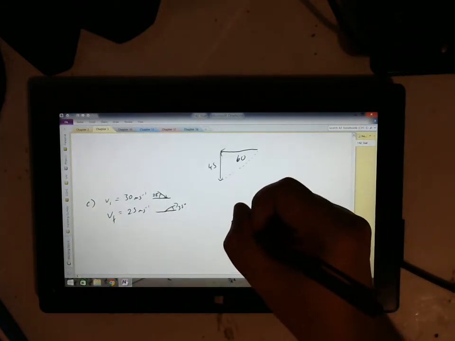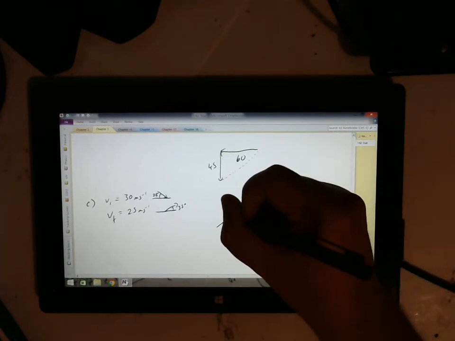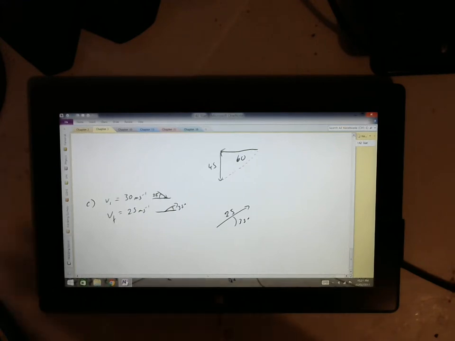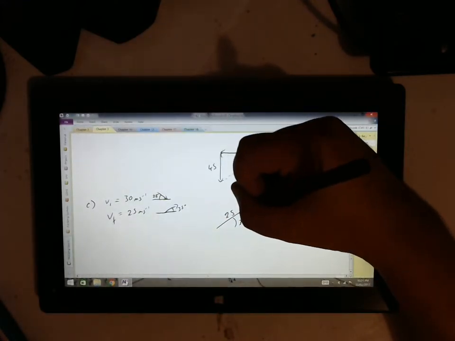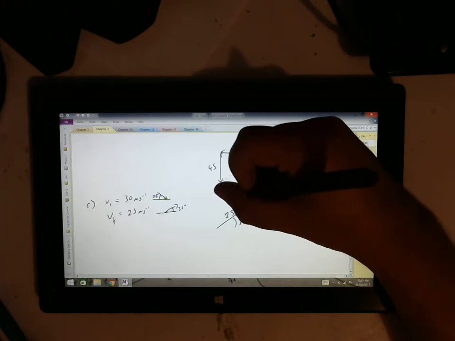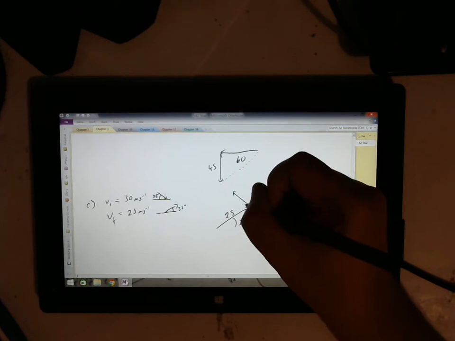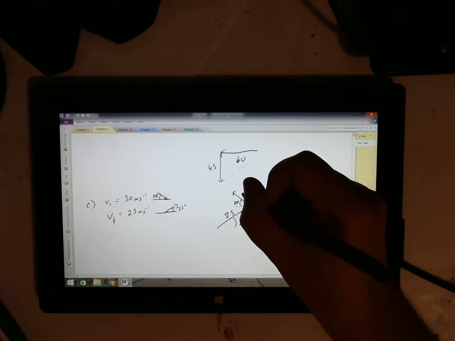So we're going to have originally 25 meters per second. That'll be our first one. That's our vector final. We're going to add the opposite, so it's going to go up like this instead. Okay. Still coming up at 28 degrees from the horizontal, and it will be at 30 meters per second.